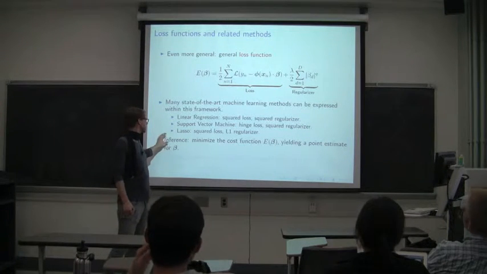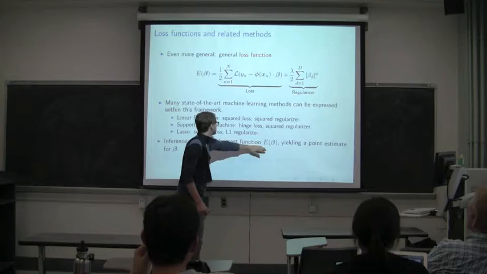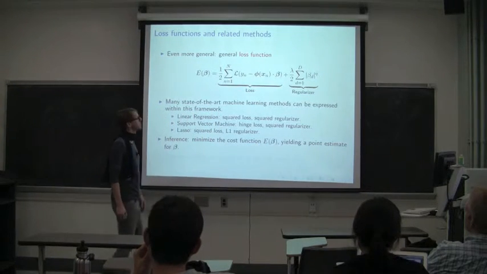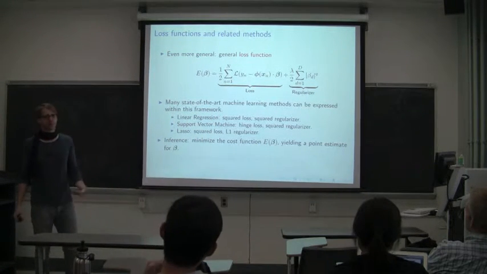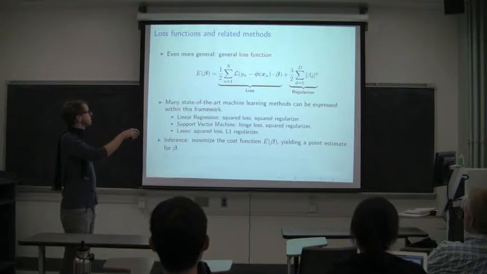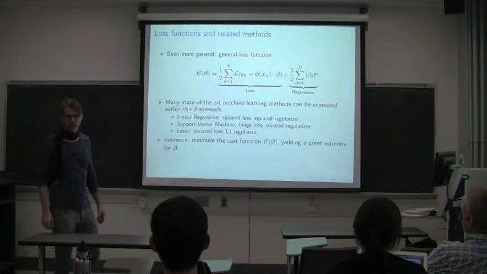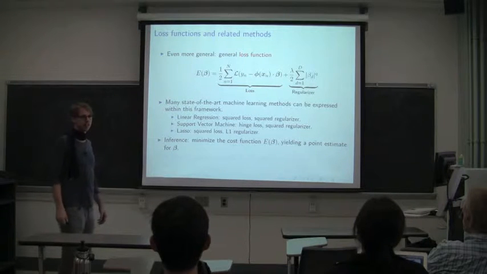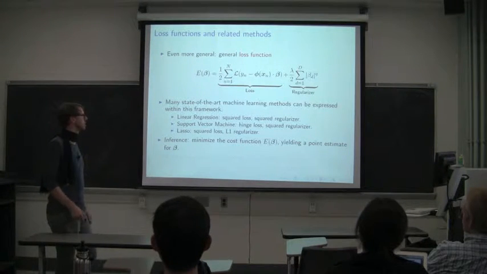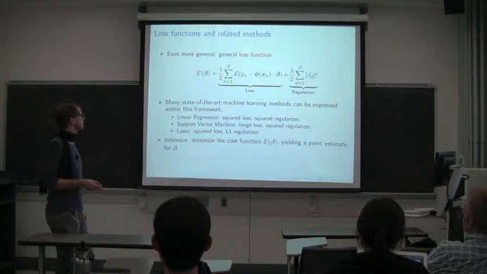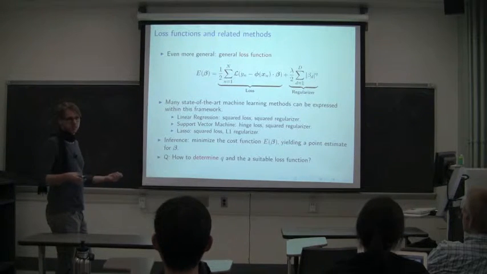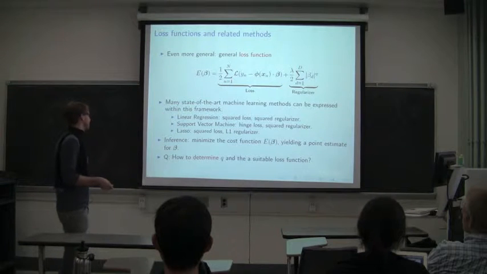Inference is done by minimizing this cost function. Either we can do that in closed form, like when the loss is quadratic and the regularizer is quadratic, then we can just solve for it, right? Solving a least squares problem. That's what we also did by maximum likelihood inference. Or we use some numerical method.